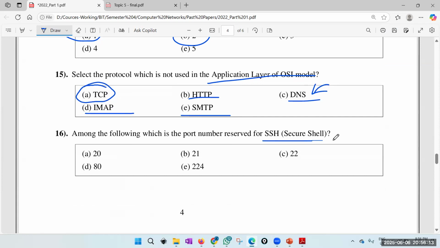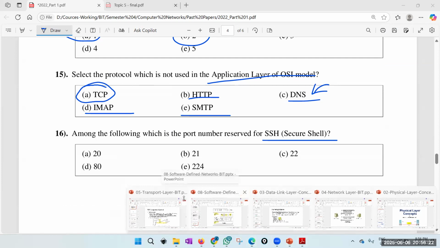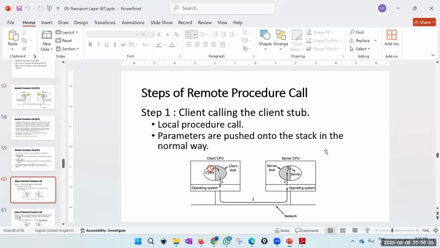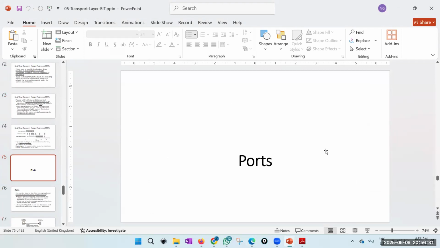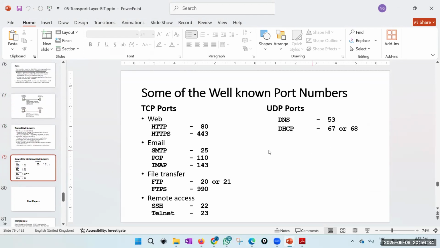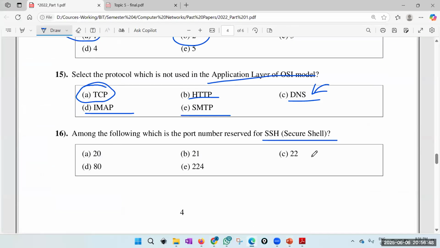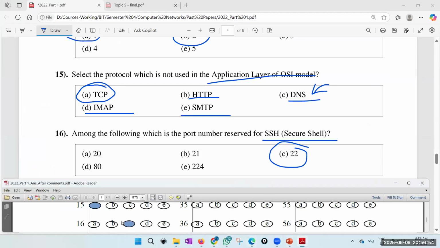Right. What is the SSH port number? I asked you to memorize some port numbers. I think I have given this in your notes. Under transport layer, some well-known port numbers, like HTTP is 80, HTTPS, and so on. This question is what? SSH. SSH is 22. So the port number must be C. Yes, C.